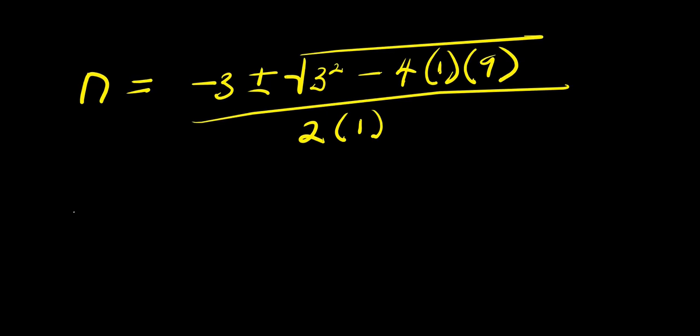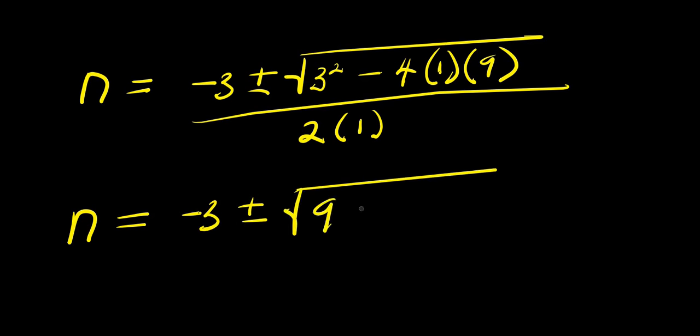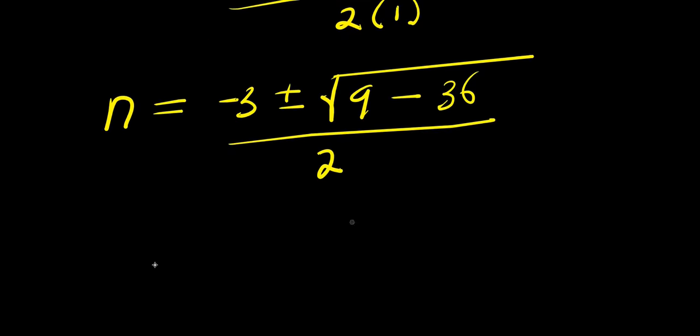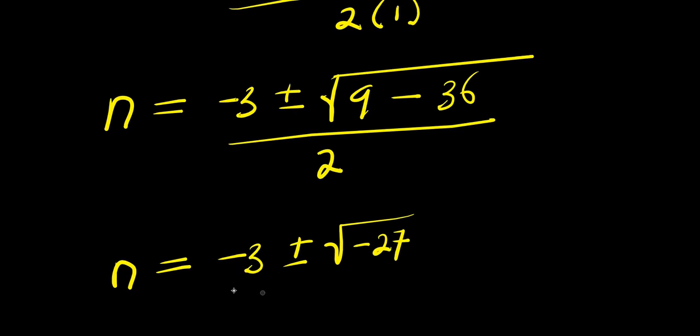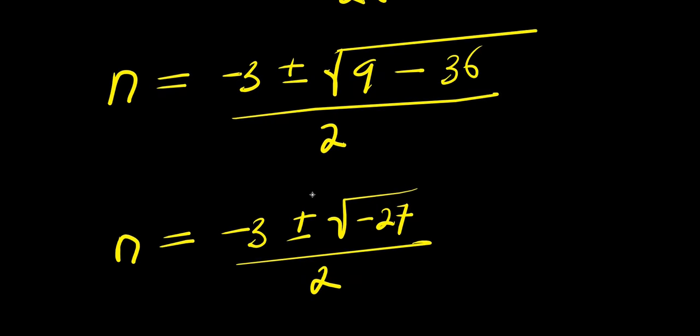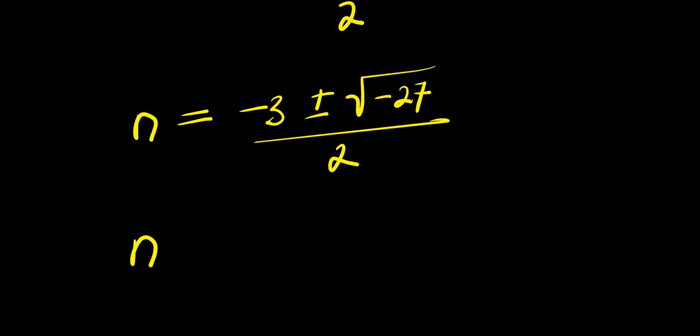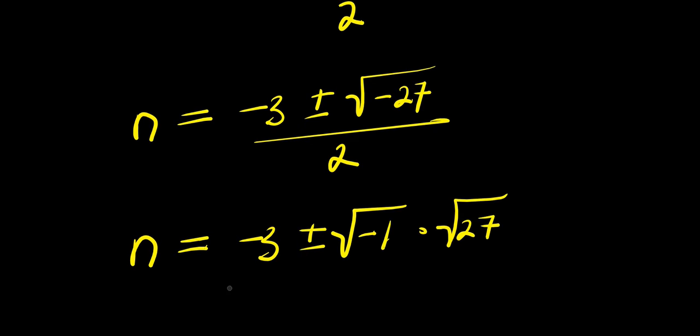So from here, n equals negative 3 plus or minus square root of 9 minus 4 times 1 times 9, this is 36, divided by 2. So from here, n equals negative 3 plus or minus square root of this is minus 27, divided by 2. From here, I have n equals negative 3 plus or minus square root of negative 1 times square root of 27, divided by 2.